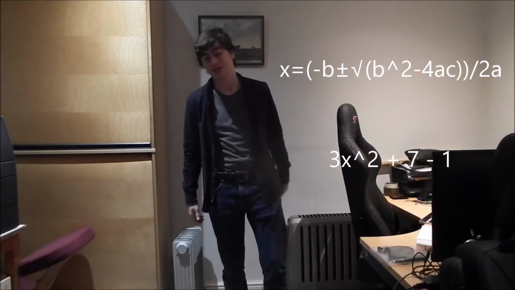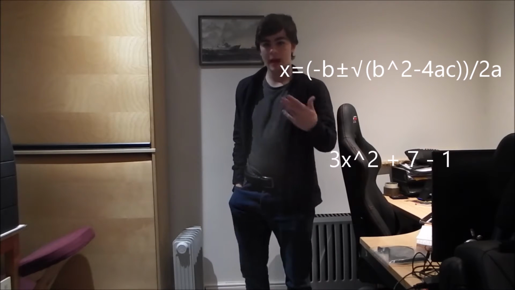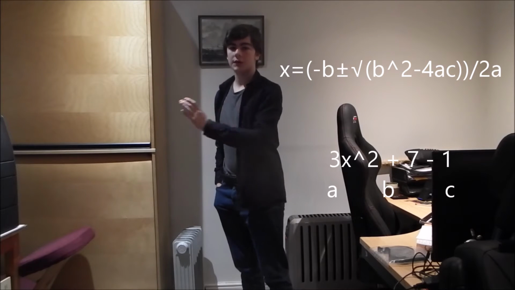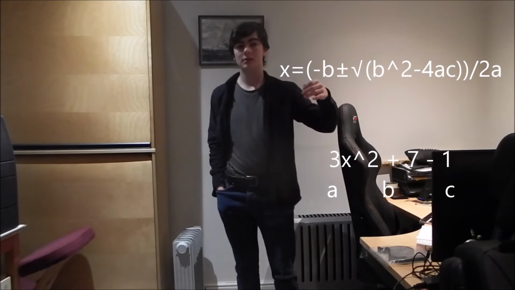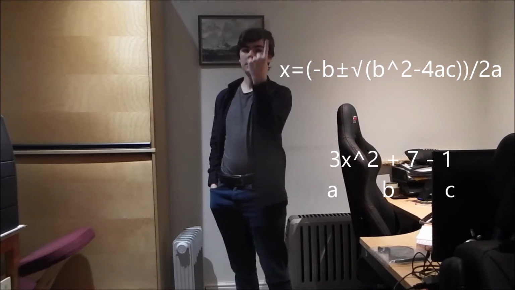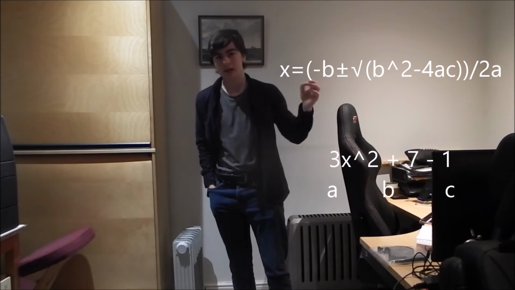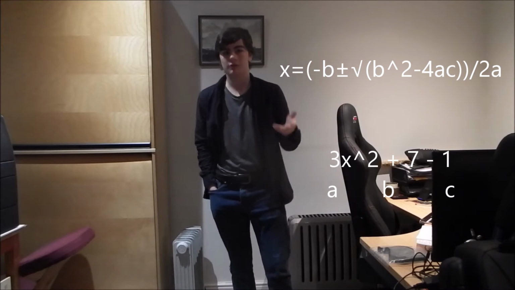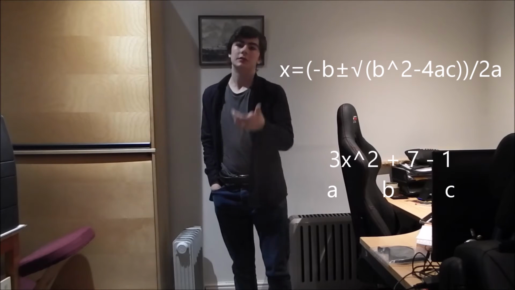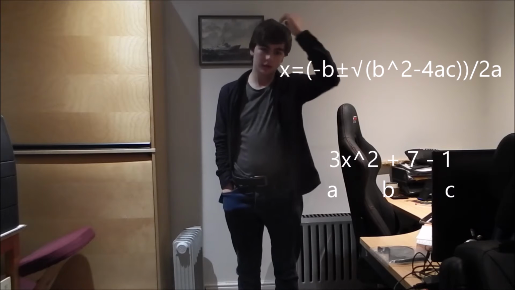Well, two answers actually. When it comes to the a, b and c in the equation, it just goes along the equation: 3x squared plus 7x minus 1. Now a is going to equal 3 because it's 3x squared. If it was just x squared, it would be 1, because you only have one x squared. Then b equals 7, and c equals minus 1. It just goes across the equation.